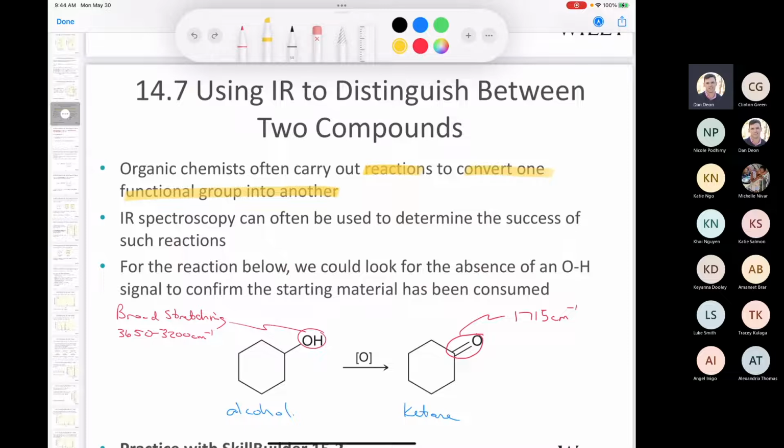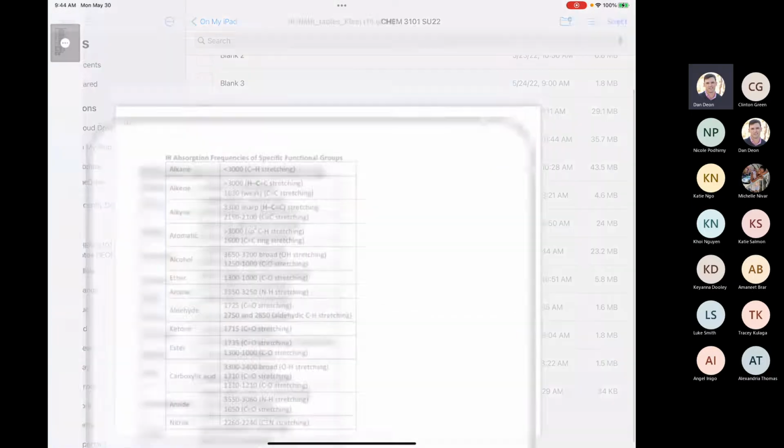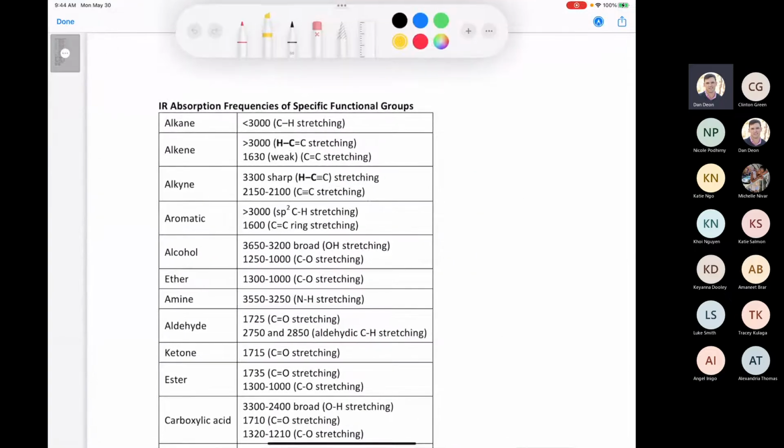And in fact, there's even infrared probes that you can put in a reaction mixture. Well, you don't have to memorize every single signal in the infrared spectrum, because I'm going to give you this handout for your quiz. Okay, so you'll have this handout for quiz.